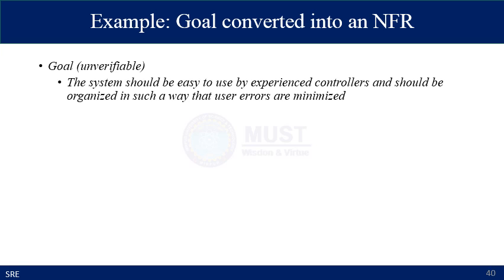So here is an example done for you to convert a goal into a non-functional requirement. Again, our goal is unverifiable, but it states the intentions of the user, what your users want from your system. And the goal states that the system should be easy to use by experienced controllers and should be organized in such a way that user errors are minimized.